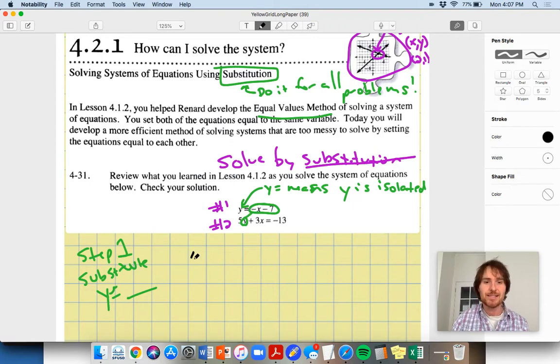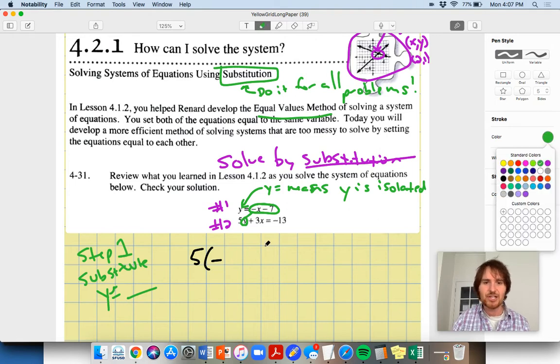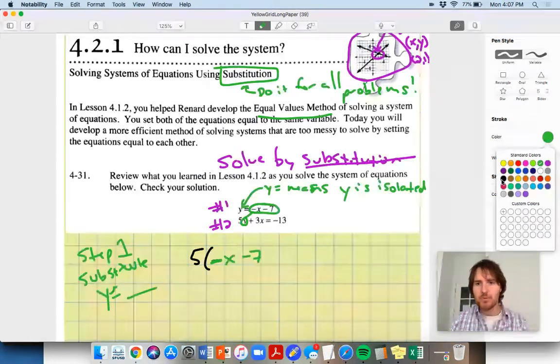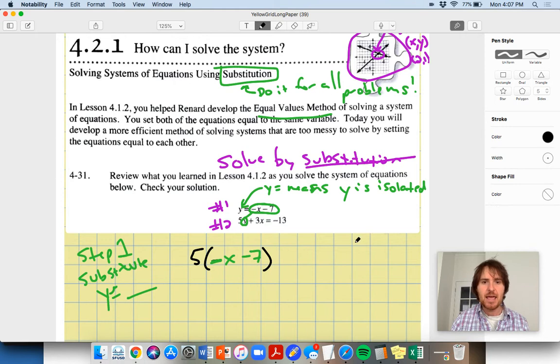I can change it to this: 5 times negative x minus 7, and let me close parentheses. I'm going to do that in green so you can actually see the substitution. And I'm going to add 3x to it, because instead of writing y, I'm writing what y is equal to: negative x minus 7. Then we have plus 3x, and that's equal to negative 13.